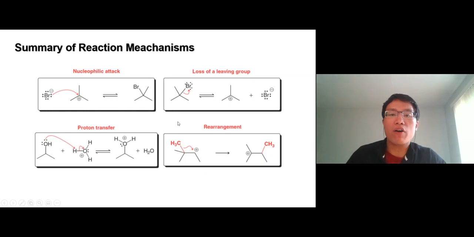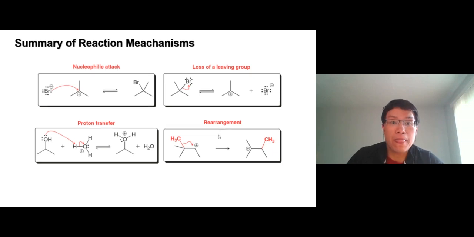All right, let's summarize all the reaction mechanism patterns. So there are 4 types. We have nucleophilic attack, loss of leaving group, proton transfer, and a rearrangement. And again, you don't have to memorize this, and please don't, all right? All you have to do is to be able to recognize them when you see them, all right?